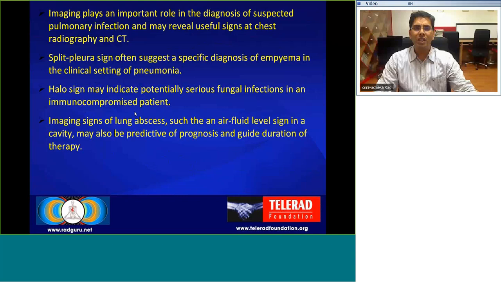So imaging signs of lung abscess with an air-fluid level are characteristic of a lung abscess, and we can also predict, guide and follow up the therapy for treating these lung infections.